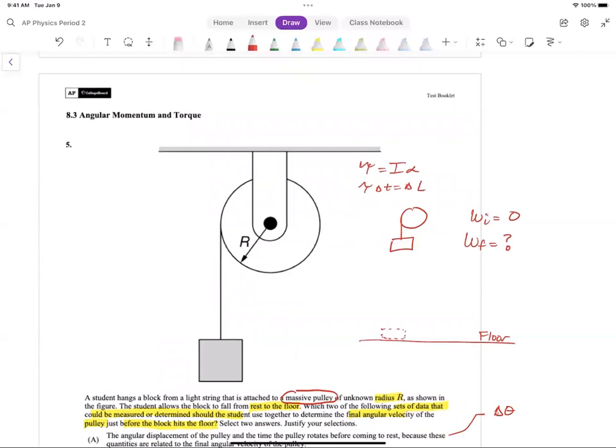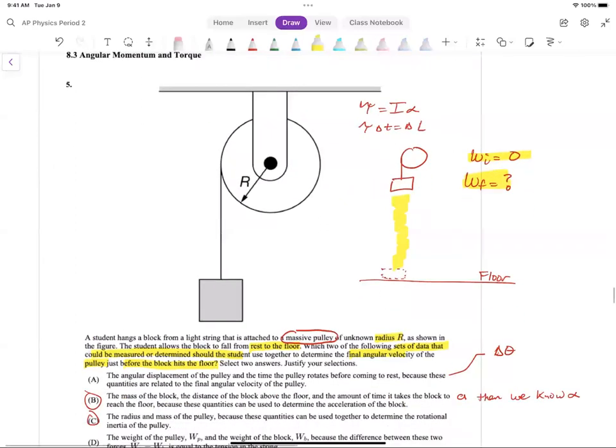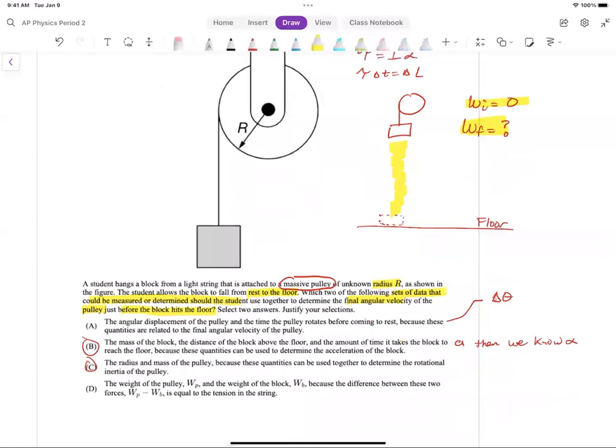All right, we got a system, got a disk, it's got a radius R. I'm going to put a block and I'm going to drop the block that's hanging on a string, and it's going to go some distance and hit this floor. So it's going to go here and hit the floor. We know the initial angular velocity is 0. We want to know the final angular velocity.